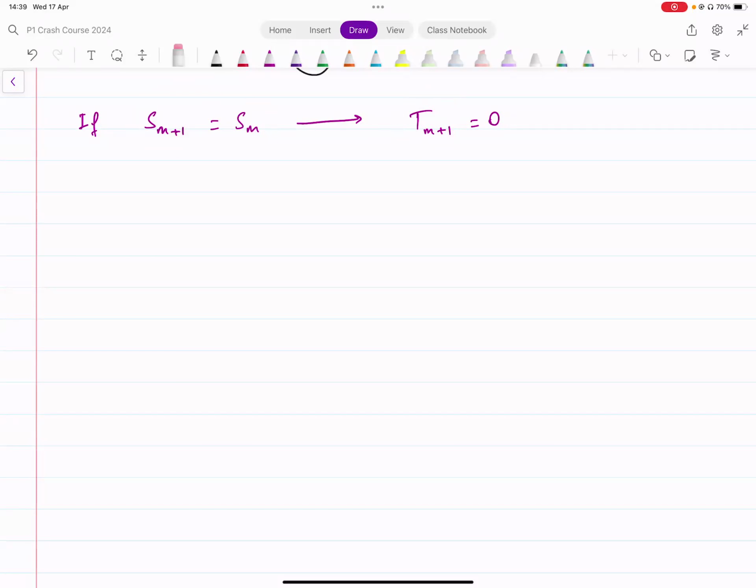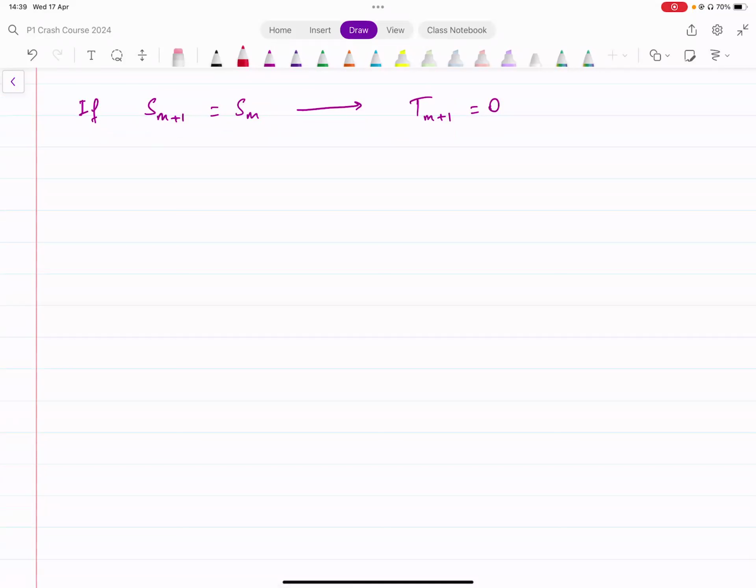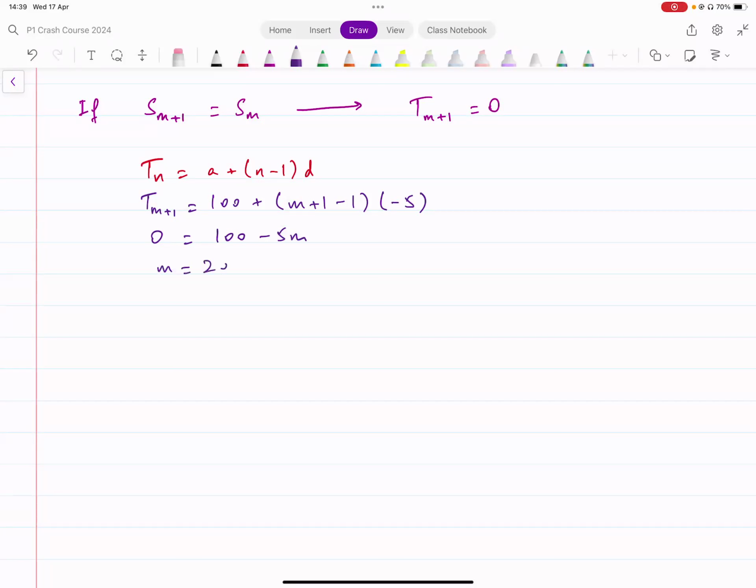Okay, and now using that, we could say the term formula for an AP is a plus n minus 1 times d. We say, let's find t(m+1). What would that be? The first term was 100. In place of n, you input m plus 1. So m plus 1 minus 1 into minus 5. Since t(m+1) is supposed to be 0, we put 0 here, and that gives you 100 minus 5 times m, and that gives you the value of m directly, which is 20.